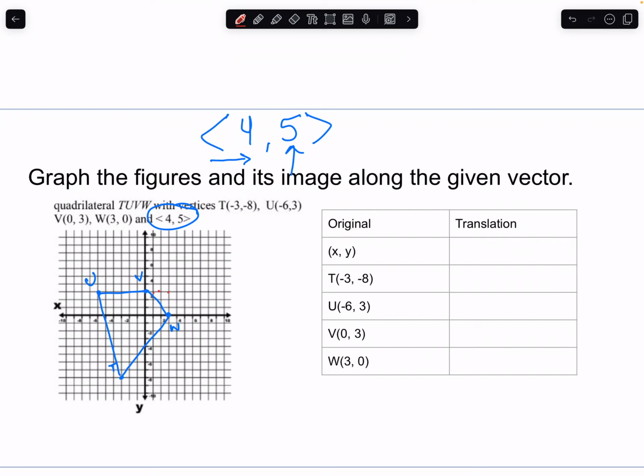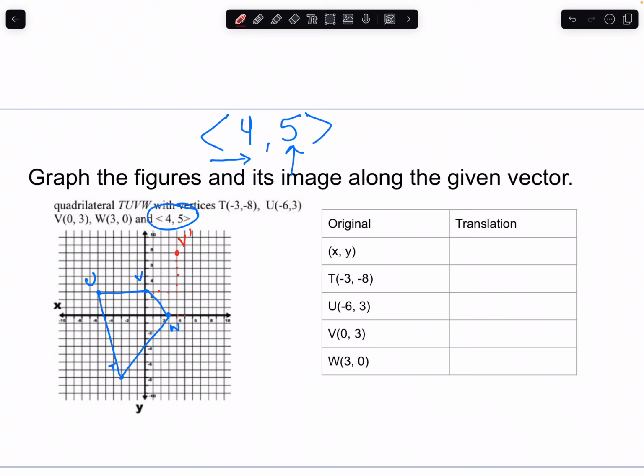1, 2, 3, 4 to the right. 1, 2, 3, 4, 5 up. And I can call this V prime. That's the shift that I went through. So V will be located at 3, 8. Now I'm not going to go through the answers just yet, but that's where we plot that point. I can do that for all of them.